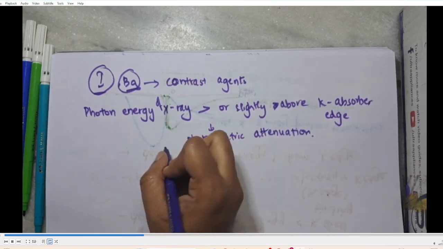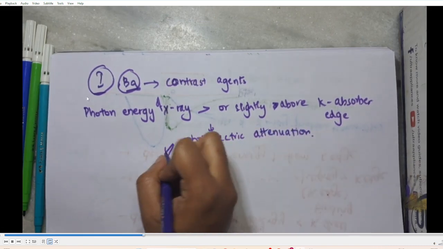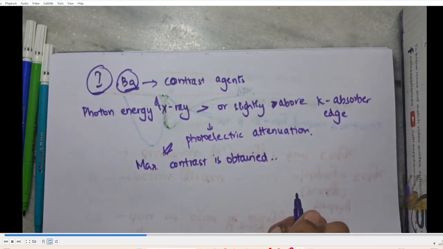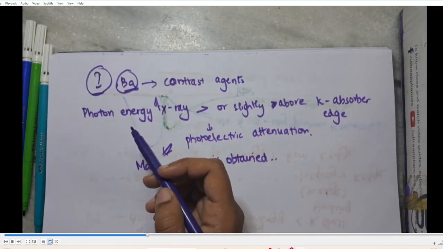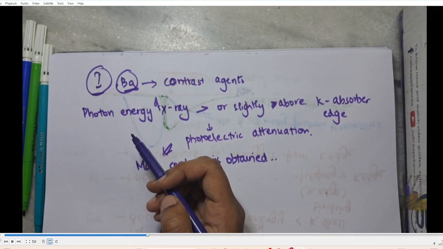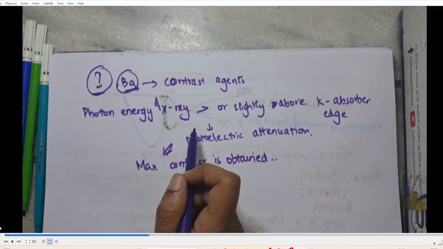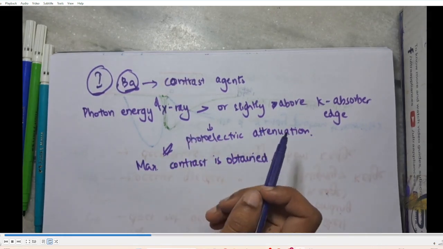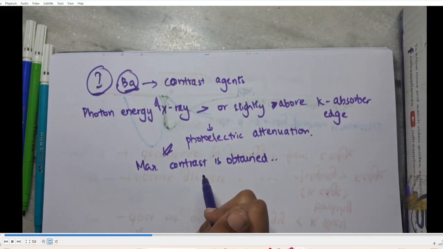So the iodine and barium mainly act by photoelectric attenuation. So maximum contrast is obtained with photoelectric attenuation at a photon energy slightly greater than or above the K edge. The maximum contrast is obtained when the photon energy of the X-ray beam is close to or slightly above the K absorption edge of the absorber in question.